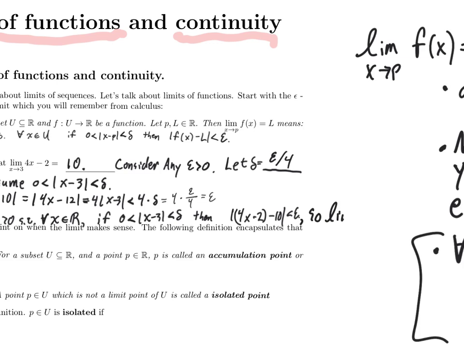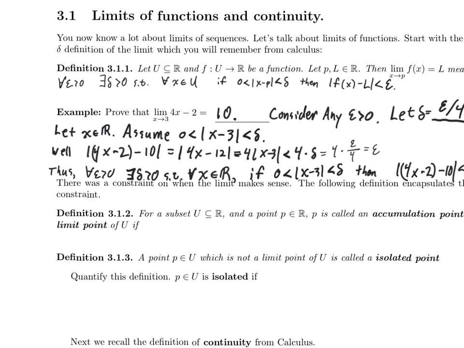So the limit as x approaches 3 of 4x minus 2 equals 10. Very good. There's a constraint on when it makes sense to talk about limits, and let's motivate it really quickly. In the definition of the limit, there's an if-then. And one thing that you know about if-then statements is whenever the hypothesis of an if-then statement is false, then the whole statement is true no matter what.